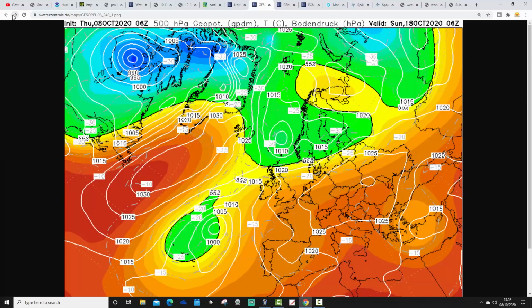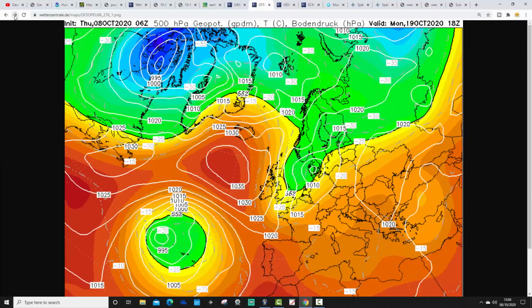That's how it looks as we get to day 10, which is Sunday 18th of October. Pulling up some slightly milder air from the south then. So I've gone a bit milder on the 18th of October from the south. But notice high pressure away to our north and west in the North Atlantic, trying to move up towards Greenland. Look what happens in the more extended range.